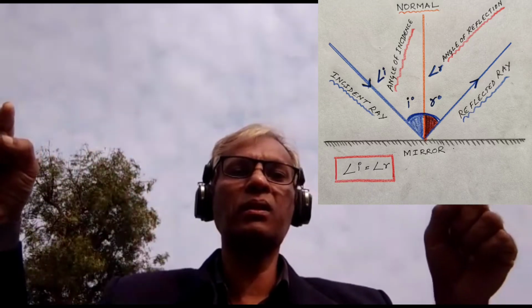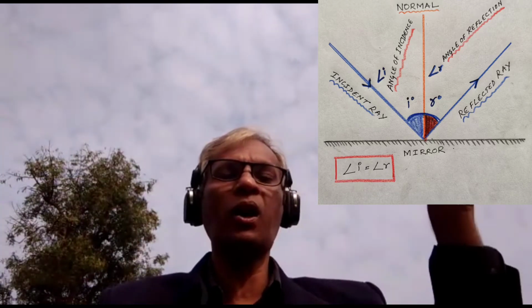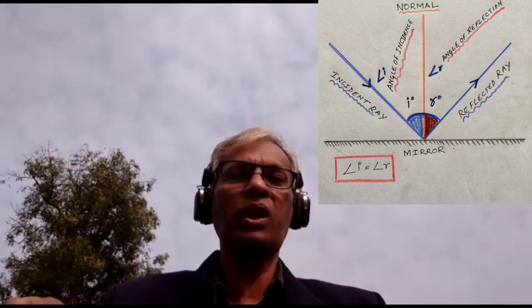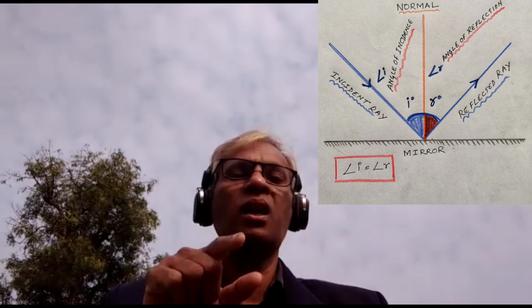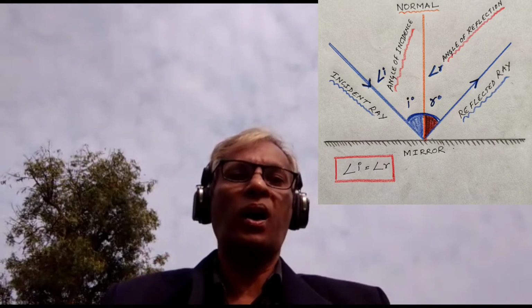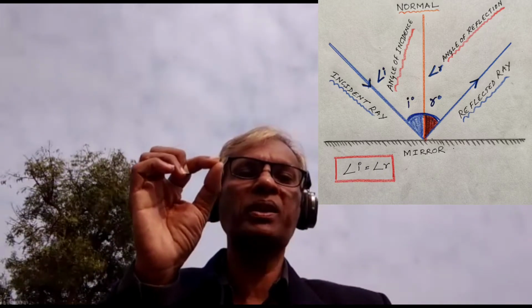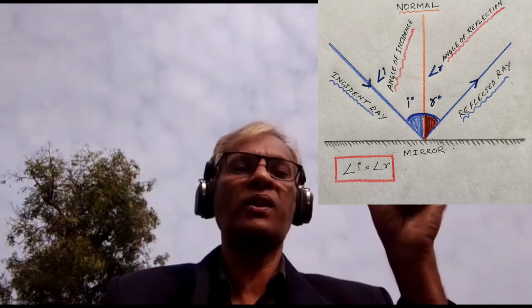So here in the laws of reflection, the angle of incidence is equal to the angle of reflection. Whatever normal line we have drawn, whatever angle it is creating, the angle of incidence is equal to the angle of reflection with respect to that normal. So in reflection, the angle of incidence is always equal to the angle of reflection.